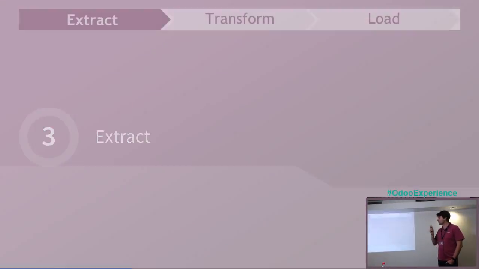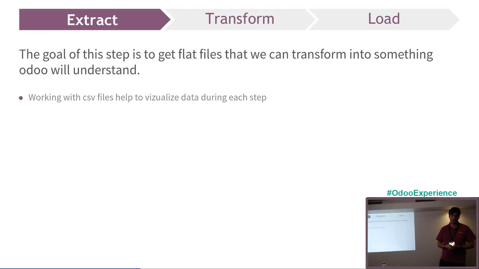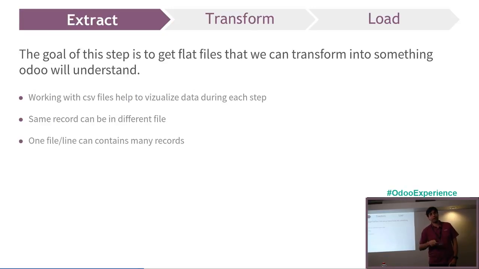So the extraction. The goal of the extraction is to get something that you can transform into something Odoo will understand. Working with CSV is good, because you can visualize your data at each step. You can have the same record in different files, some information in one file, some in another. As soon as you can build an external ID, you will just add your information to the same record. You can also have one file that contains many data. It's fine. You just need to split your file at the transformation step.